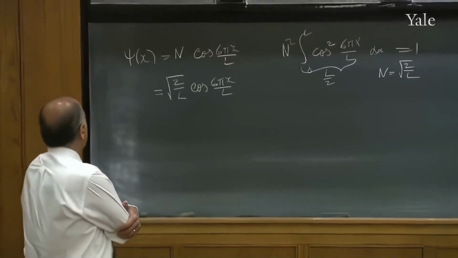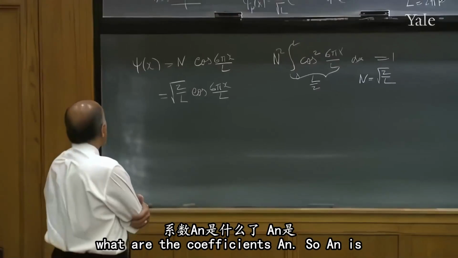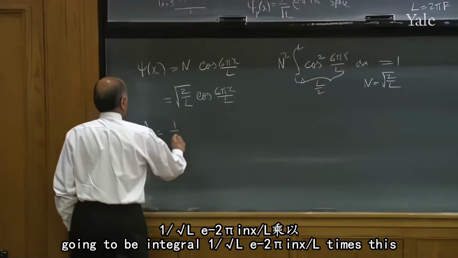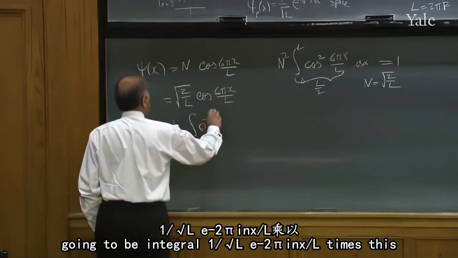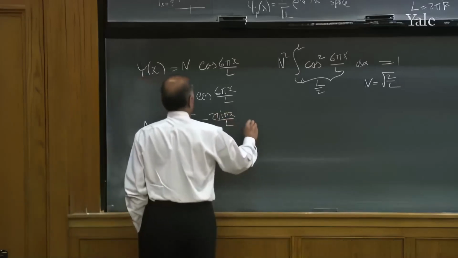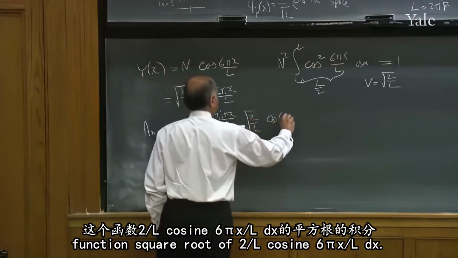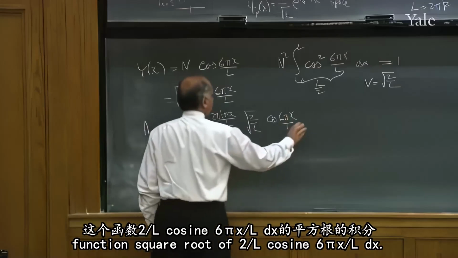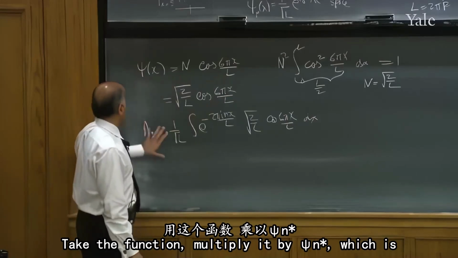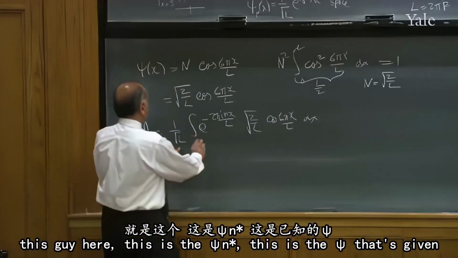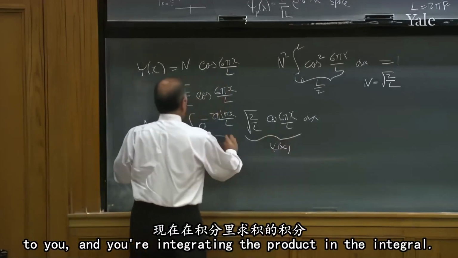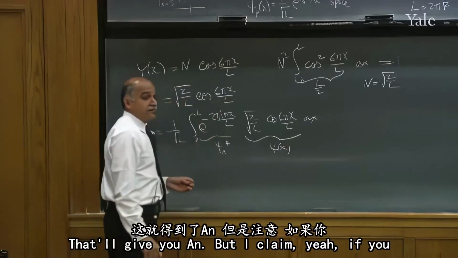Second, you can ask now, what are the coefficients a n? So a n is going to be the integral of 1 over square root of L e to the minus 2 pi i n x over L times this function, square root of 2 over L cosine 6 pi x over L, dx. Are you with me? That's the rule. Take the function, multiply by psi n star, which is this guy here. This is the psi that's given to you. And you're integrating the product in the interval. That will give you a n.